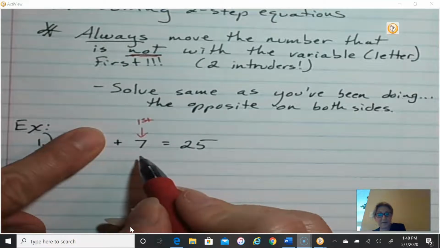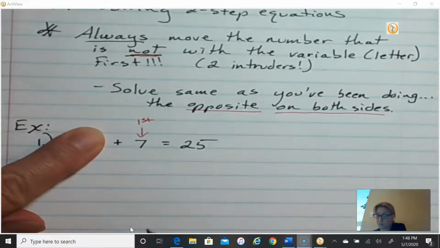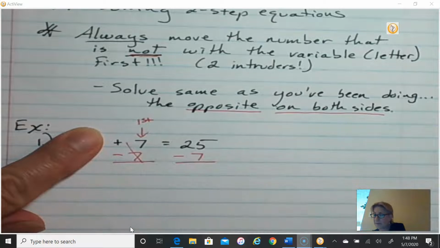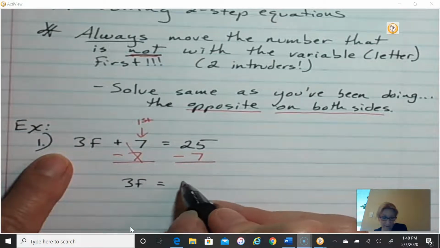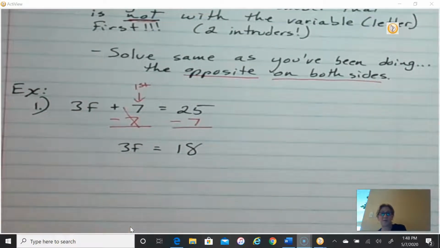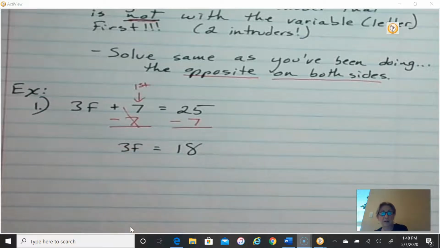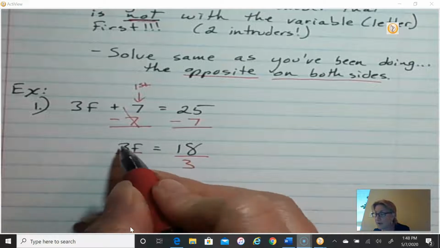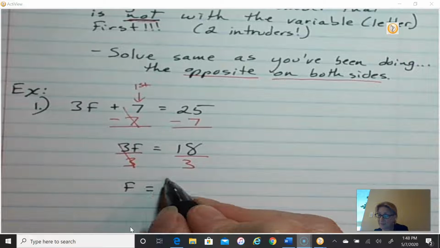So that's a plus 7. How do we move that? Opposite on both sides. Remember that? So we're going to do minus 7 on both sides. Those cancel out. I'm left with 3f equals 18. Now we're doing what you've been doing. The 3 and the f, what are they doing right there? They're multiplying, so the opposite is dividing. We're going to divide both sides by 3, and we get f equals 6.